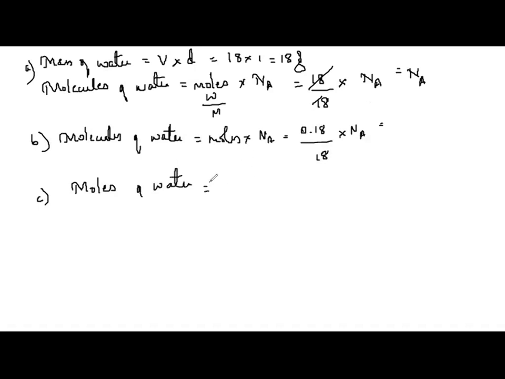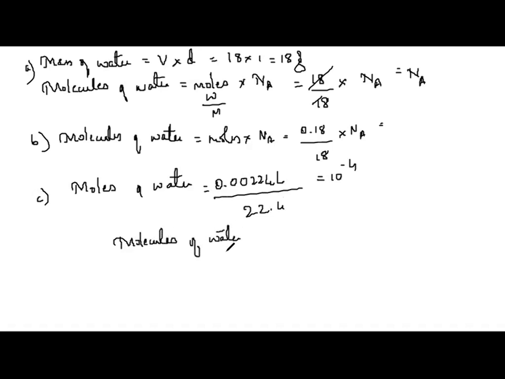0.00224 liters is given. Therefore, divided by what? I'll take 22.4 because I have to take it in liters. Yes, that will be equal to 10 raised to minus 4. Therefore, molecules of water. Here also we have to calculate. Molecules of water is equal to moles into Avogadro number. That is equal to 10 raised to minus 4 into Avogadro number.